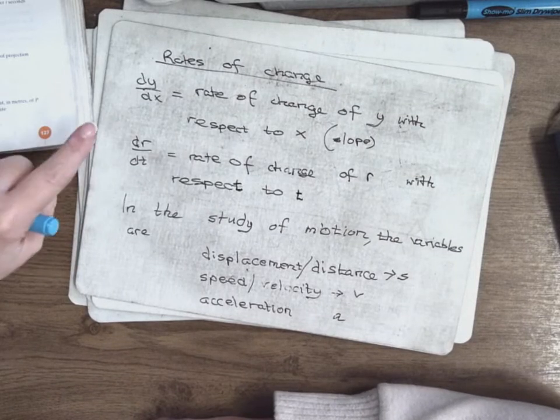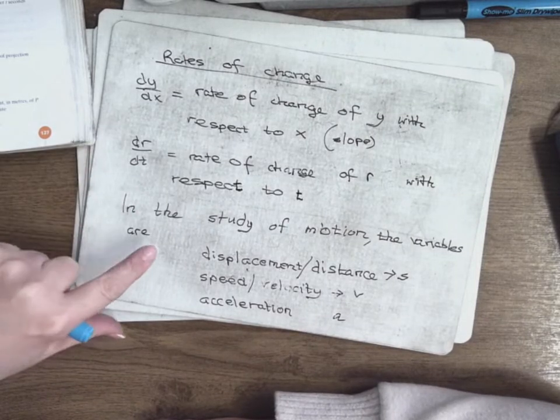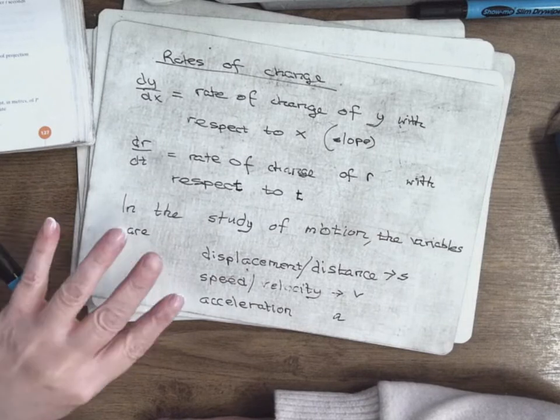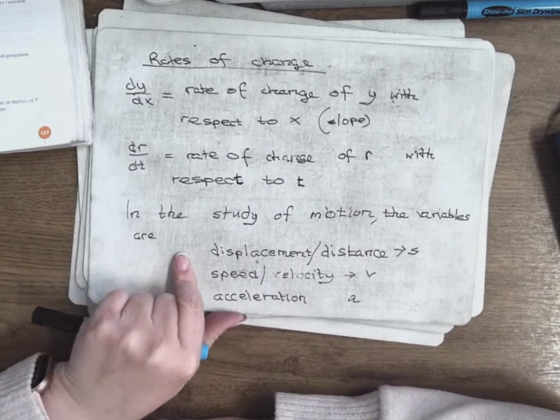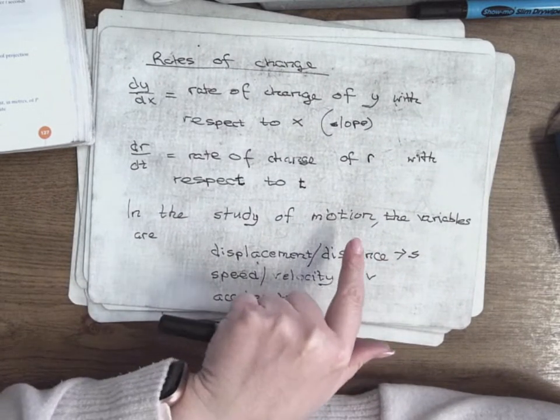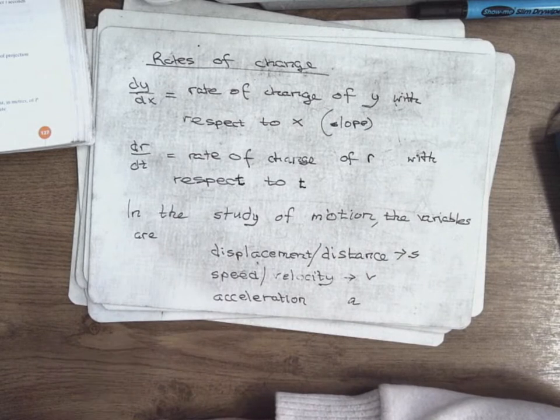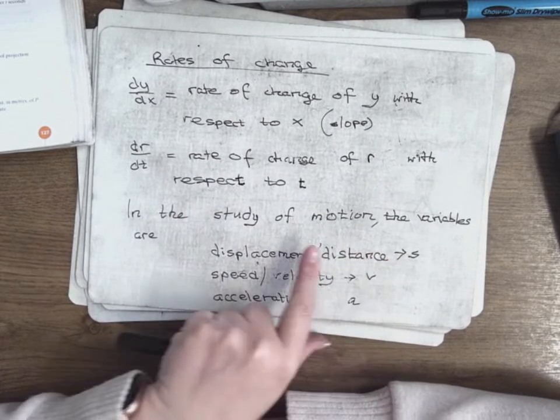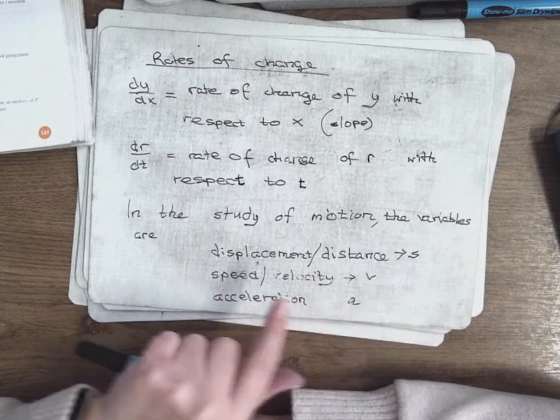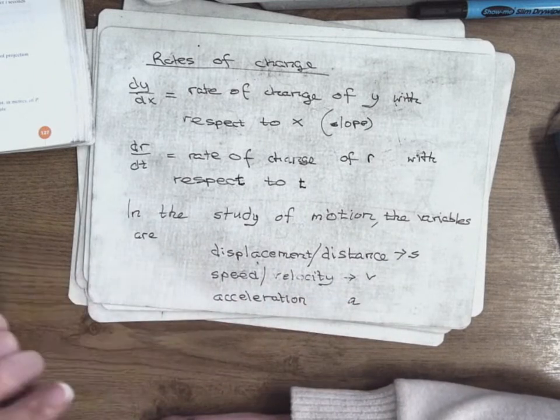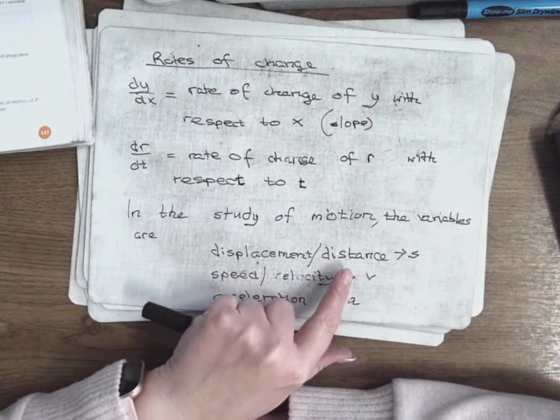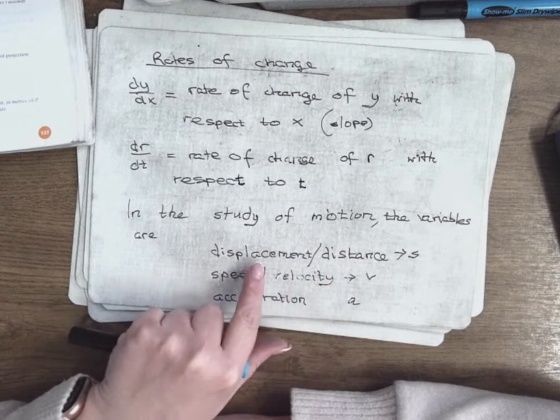Rate of change, there's a special area we have to zone in on, and that special area is motion. Anyone who does physics will be used to these words. In the study of motion, we talk about distance. Another word for distance is displacement.